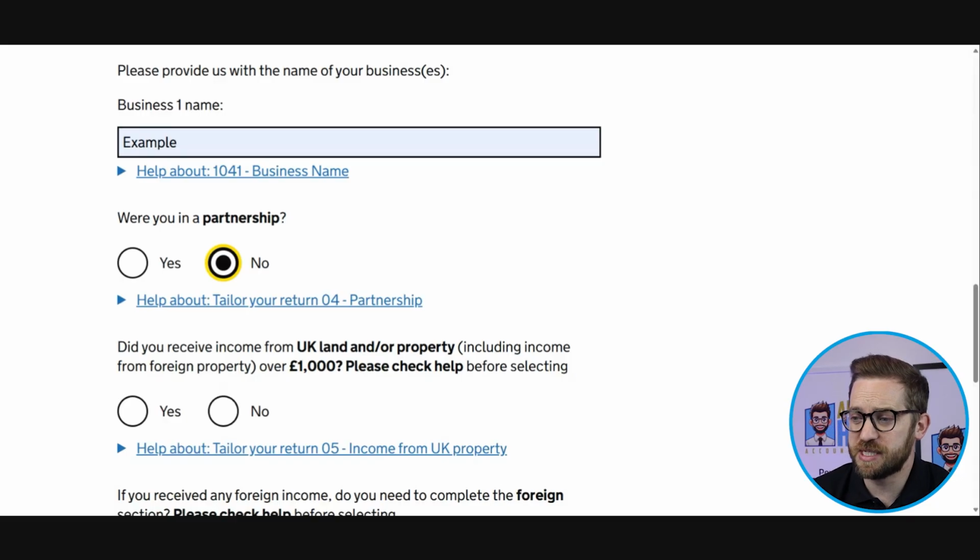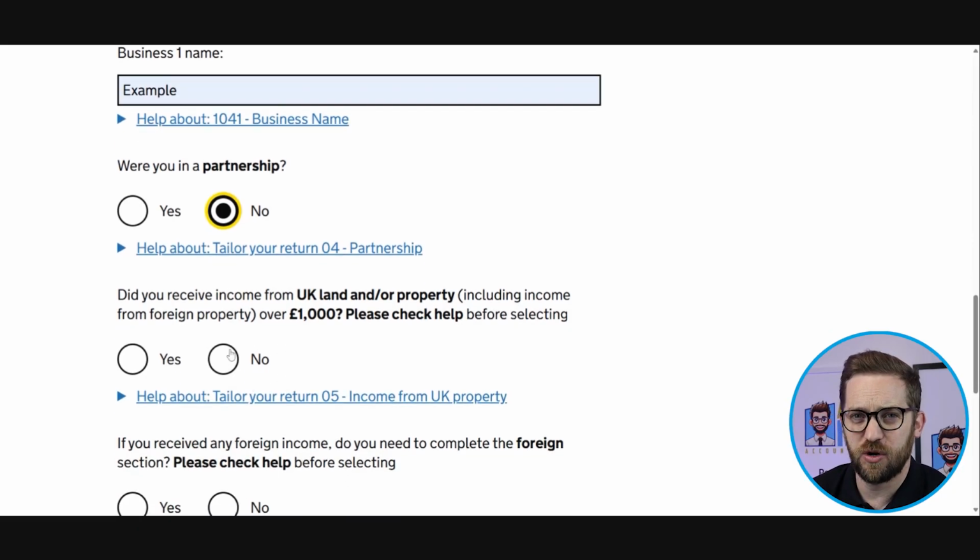So you wouldn't unknowingly be in a partnership because you would have signed and agreed to one of those partnership agreements. Did you receive income from UK land or property? This is rental income really, although there can be other types of income that fall in this section, but for the most part, if you have rental properties, this is where you would declare that.